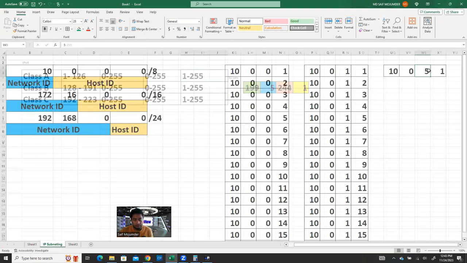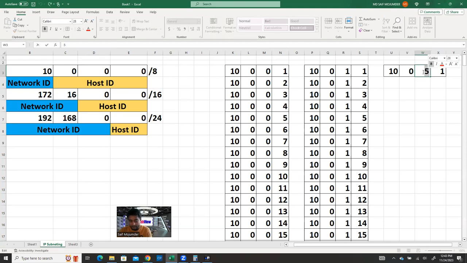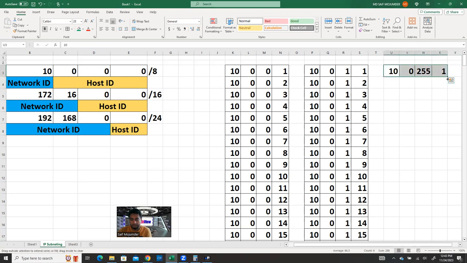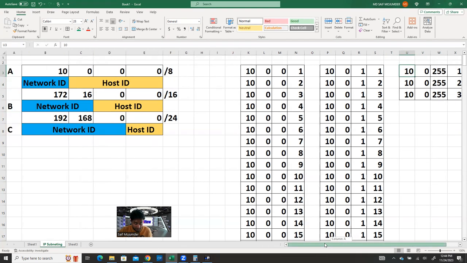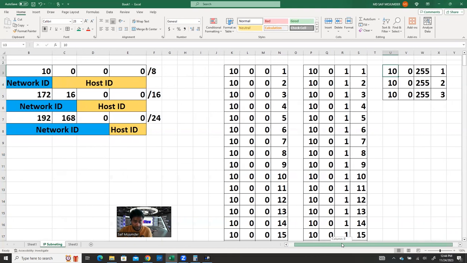So when are you going to stop this one? Whenever this number is 255, you keep this one and say, for example, this is number two, this is number three, right? So that means what? This is still class A. Not only class A, this is also the same network. So how can we say same network? Whenever you see any IP that is class A, that means class A means the first octet.